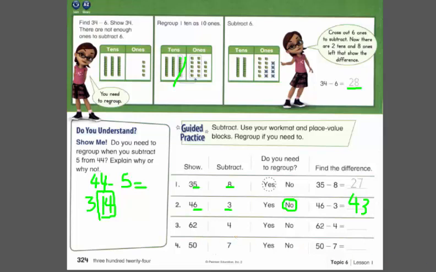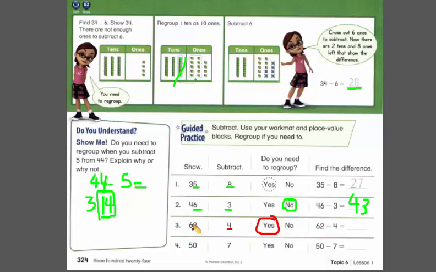62 minus 4. How many in the ones? I have 2 in the ones, and here, 4 in the ones. Is 2 greater than 4? No, 2 is lesser than 4. So, can you do subtraction? No, I can't. I need to regroup to subtract 4 from 2. So first we need to regroup. Yes, we need regrouping.